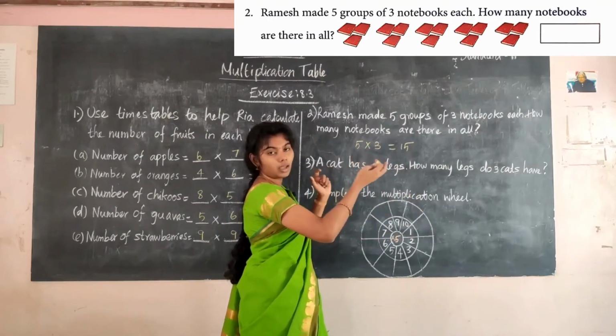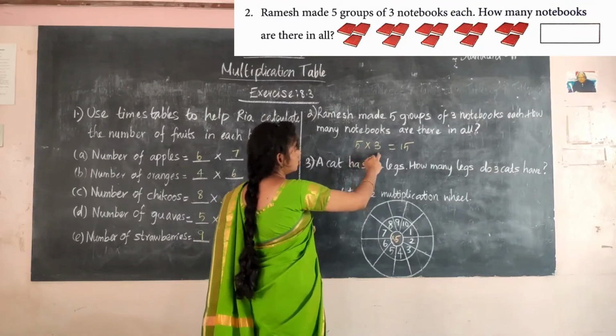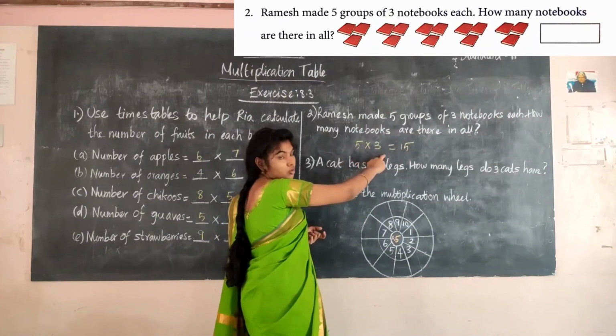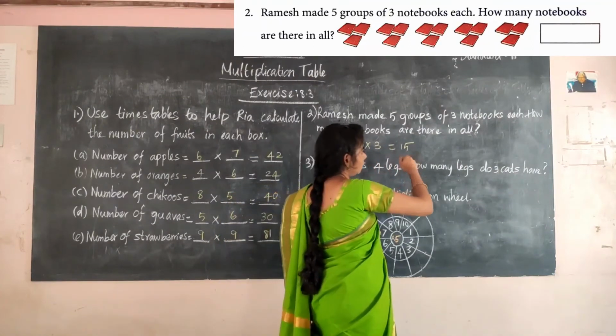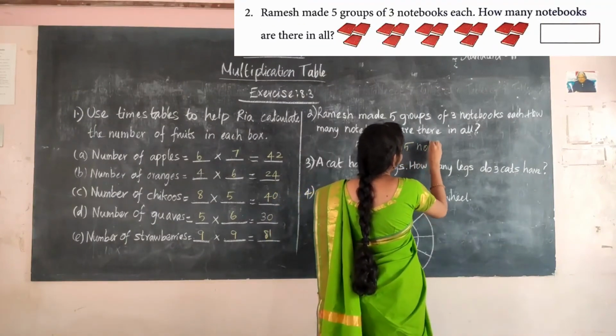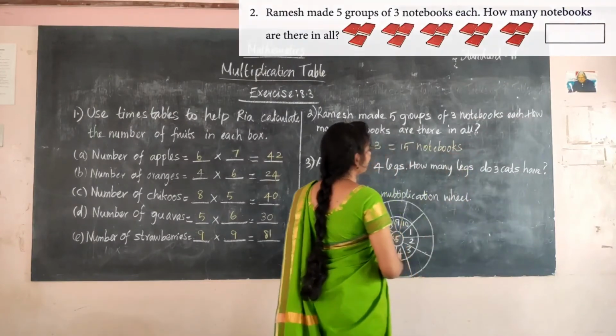So totally you can multiply both of them by interchanging the numbers also. 5 cross 3, that is 5 times 3. It can be written 3 times 5 also. 5 into 3 is equal to 15. So the total number of books is 15 notebooks. Answer is 15 notebooks.